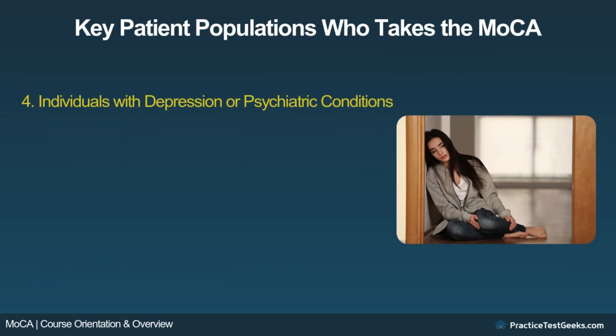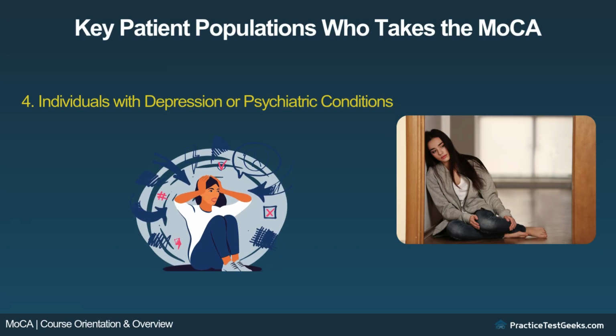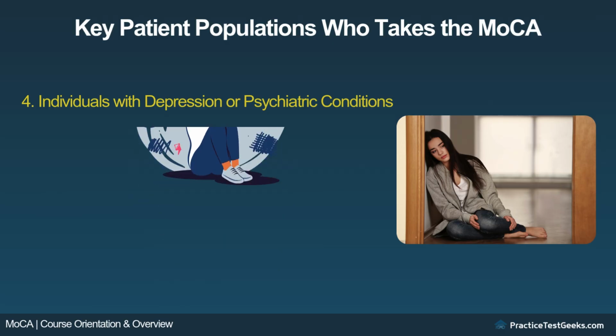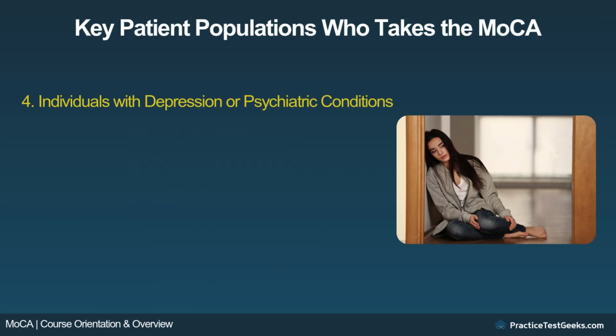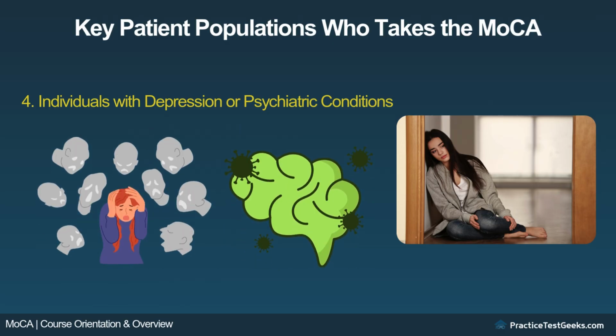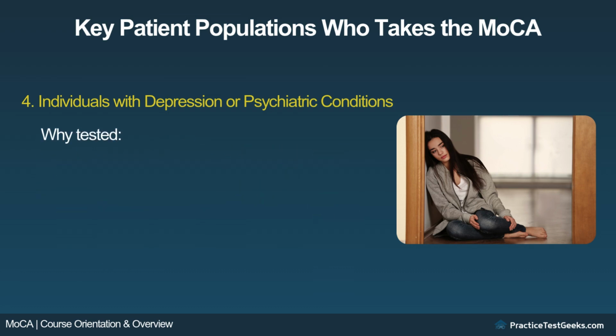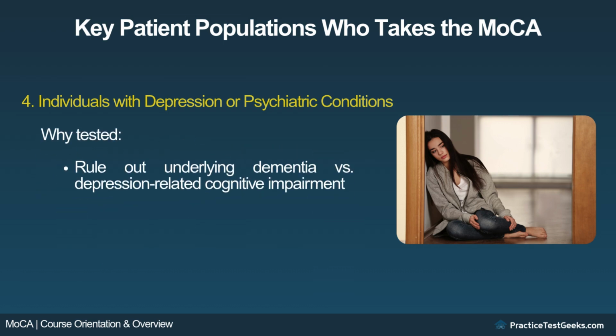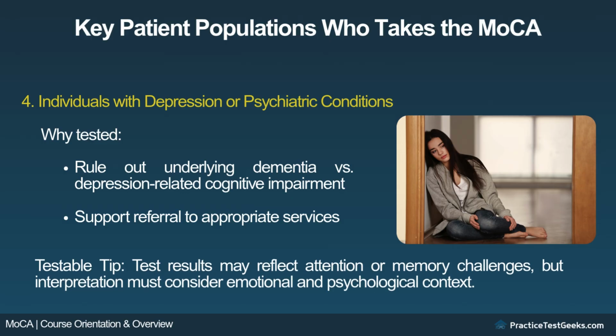4. Individuals with depression or psychiatric conditions. Sometimes cognitive symptoms are caused by mental health disorders rather than neurodegenerative disease. The MoCA helps distinguish between psychiatric and neurological causes. Why tested? Rule out underlying dementia versus depression-related cognitive impairment. Support referral to appropriate services. Testable tip. Test results may reflect attention or memory challenges, but interpretation must consider emotional and psychological context.